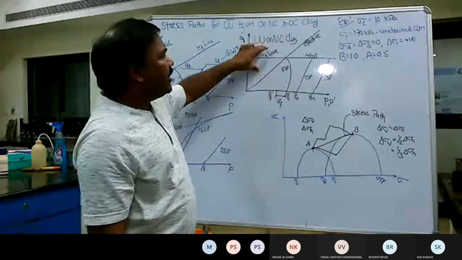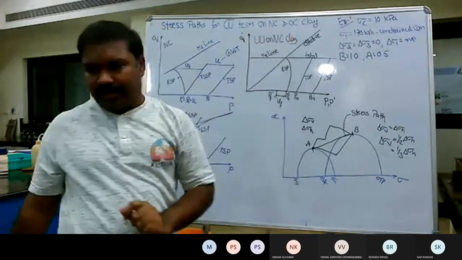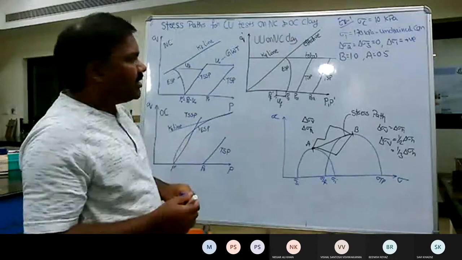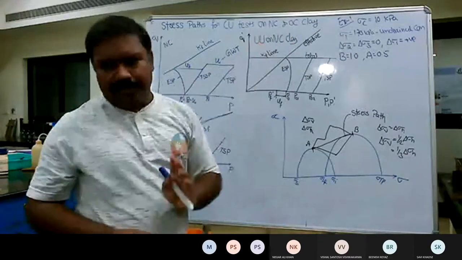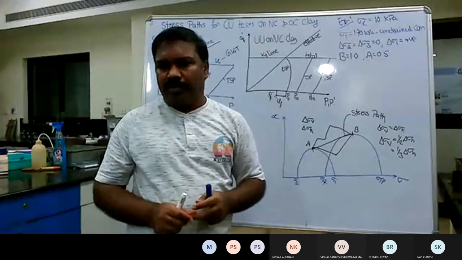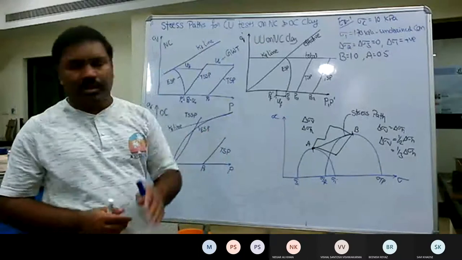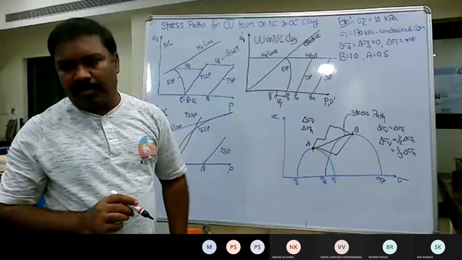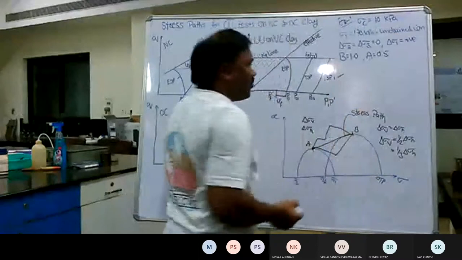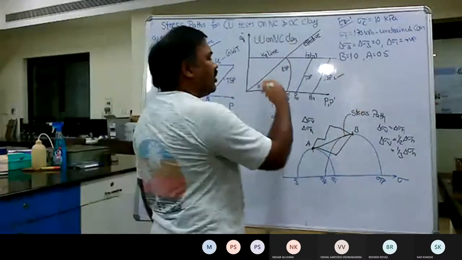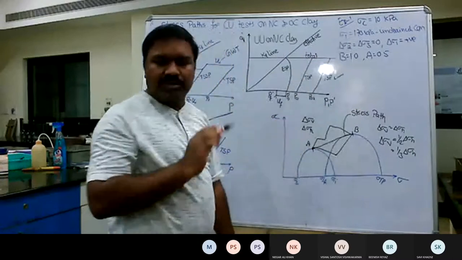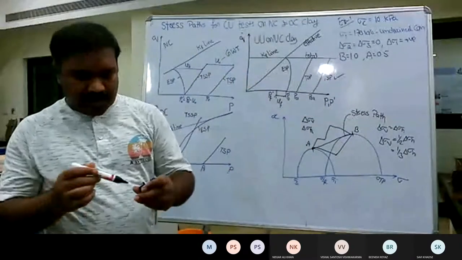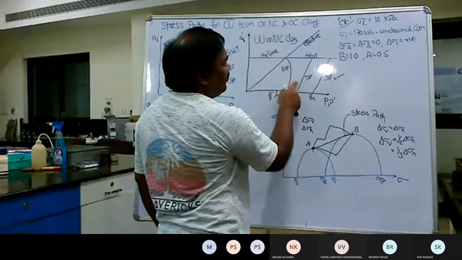So first, for example, you take the UU test conducted on normally consolidated clay. The initial condition is unconsolidated undrained, so there is a possibility of the development of pore water pressure. Since no water is allowed to expel from the soil sample, whatever stresses develop are in the form of total stress. So whatever load you increase in the axial direction, if you draw that stress path, it looks like an inclined line. It is a straight line. At any point of time, it is only a straight line.